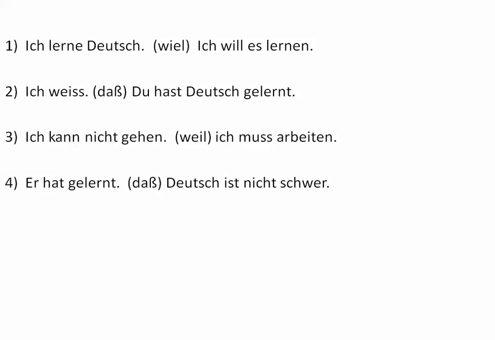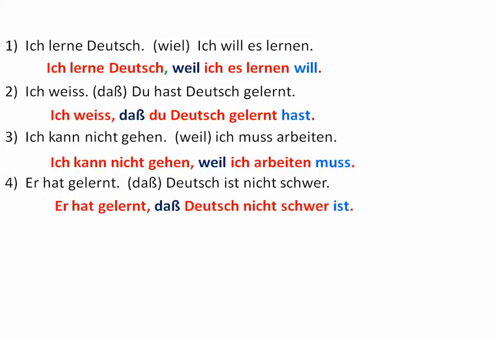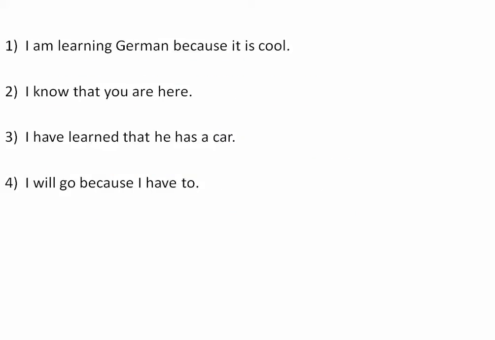So we have two sentences here, ich lerne Deutsch and ich will es lernen. I want to combine them using weil. So I'd say ich lerne Deutsch, weil ich es lernen will. And what happens with subordinating conjunctions when you're writing a sentence with one, you want to precede it with a comma in most cases, and then the verb, will, goes to the end, weil ich es lernen will. Ich weiß, dass du Deutsch gelernt hast. Ich kann nicht gehen, weil ich arbeiten muss. Er hat gelernt, dass Deutsch nicht schwer ist. So here we're just working a little bit with coordinating and subordinating conjunctions.